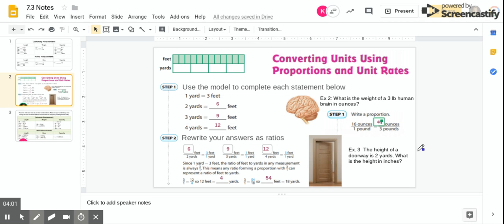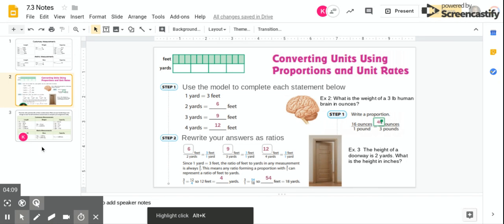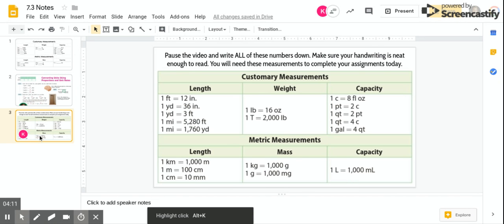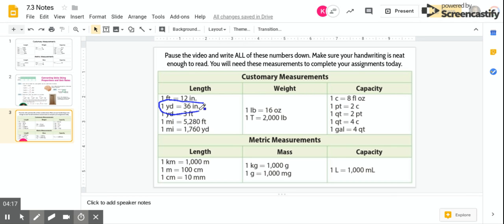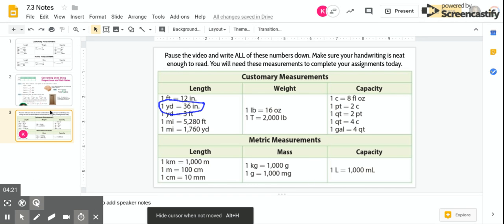And now the last one. The height of a doorway is 2 yards. What is the height in inches? So now we actually have to find our own proportion. I'm going to go back to this. So we're talking about yards and inches. So we're actually going to need this proportion right here. There's 36 inches in 1 yard. So let's go back.